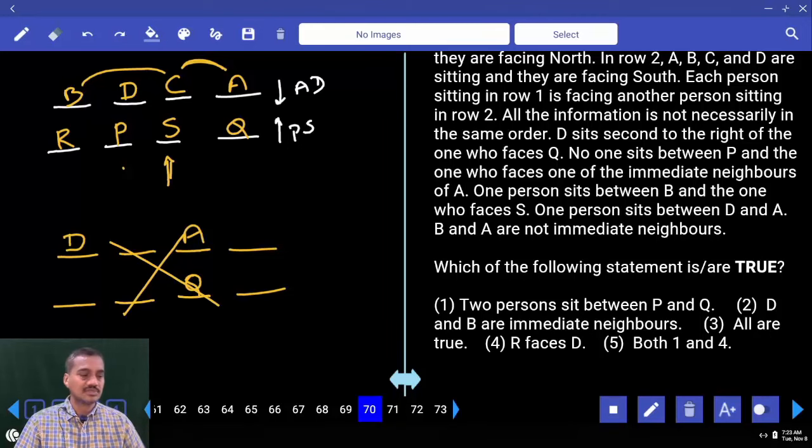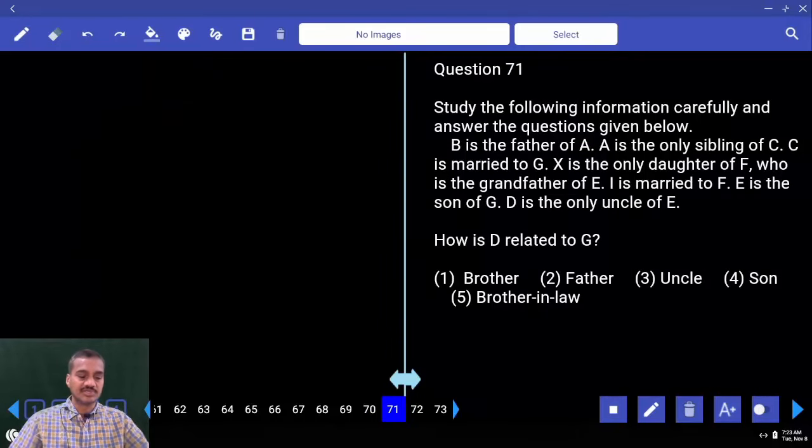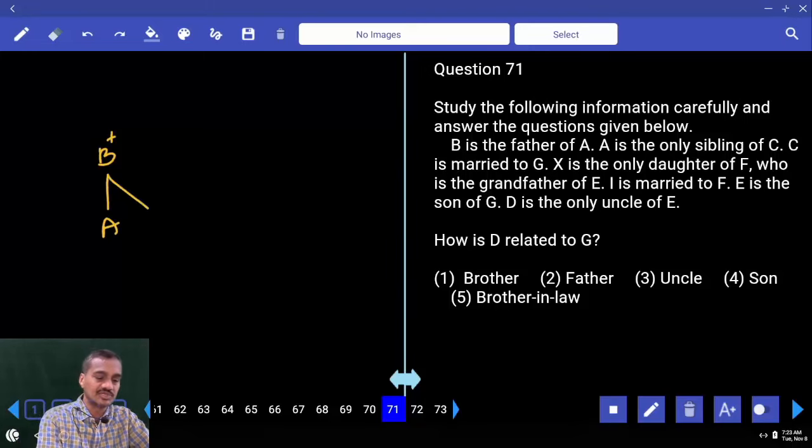Done with this one? The next one, 71 to 73. Now these 3 are based on blood relations. Now B is the father of whom? B is the father of A. Now this can be written like this: B, a male, is the father of A. A is the only sibling of C. That means A and C are the only siblings to each other.